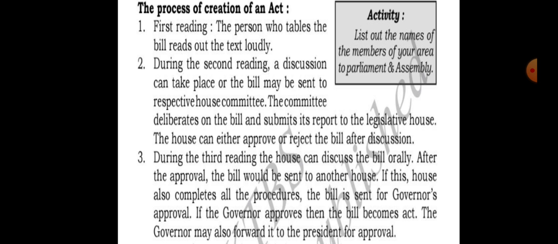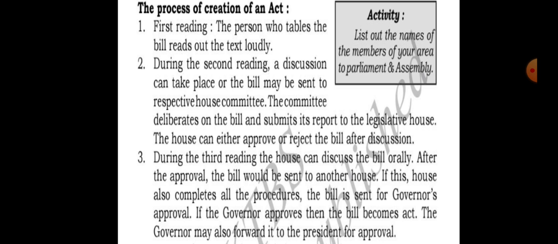So the governor does not enjoy any special power, but he can give some suggestions, some recommendations on the bill, but it is left to the choice of that particular house either to accept or to reject. And if they want, they can consider those recommendations made by the governor, then they will send the same bill to the governor. Then the bill has to be signed by the governor.